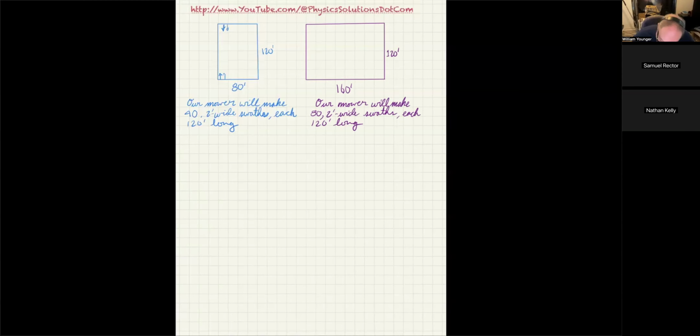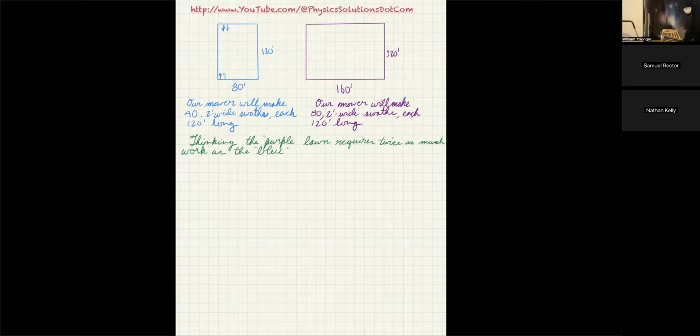So thinking that this is twice as much work as the blue one, thinking the purple lawn requires twice as much work as the blue lawn, suggests that work should be proportional to distance.